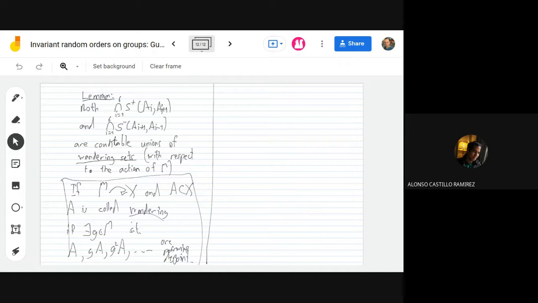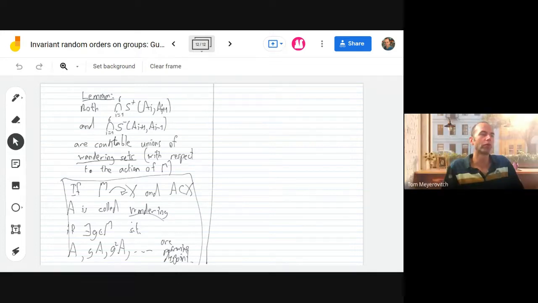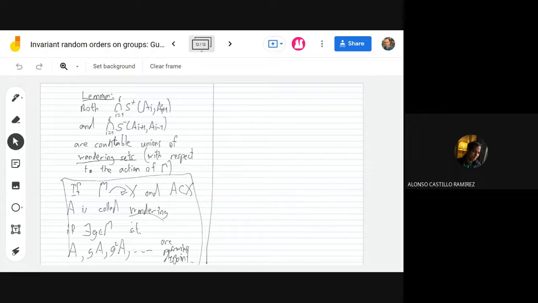Of course, there are easier proofs, because SL3Z contains, for example, free groups, etc. There are easier proofs that it's non-amenable, but this somehow reveals it. It shows much more.